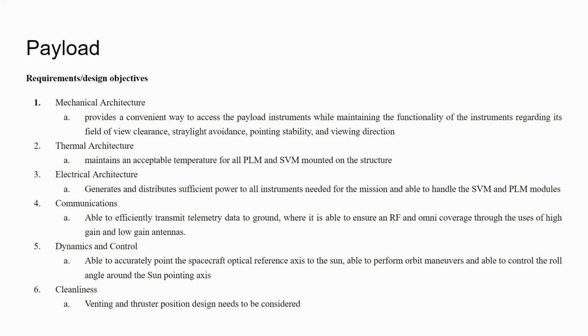Next is communications. It will be able to efficiently transmit telemetry data to ground, and ensure RF and omni coverage to the users of high gain and low gain antennas. Next is dynamics and control, where it's able to accurately point the spacecraft optical reference axis to the sun, able to perform orbit maneuvers, and able to control the roll angle around the sun pointing axis. Lastly, its cleanliness. So venting and thruster position design need to be considered. This is due to some instruments being generally sensitive towards contamination. Next.